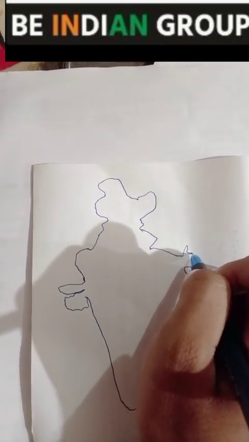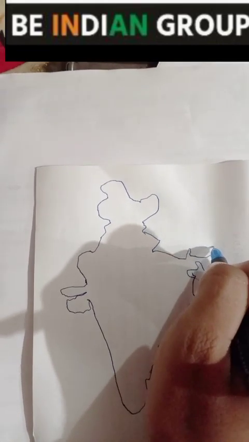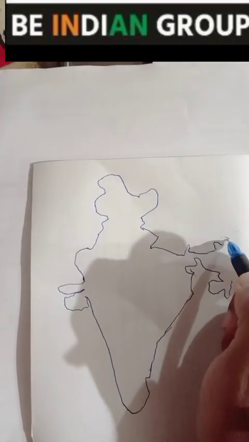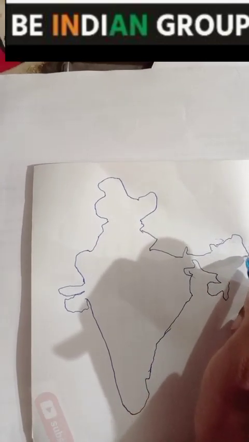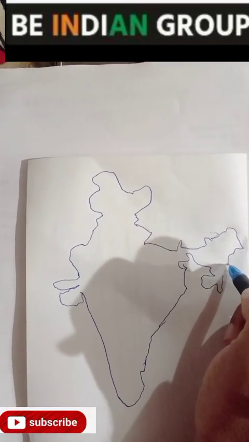and after the boundary of Nepal, take care of the boundary of Sikkim, then draw Bhutan's boundary, and then connect the remaining dots. So here is your India's approximate map.